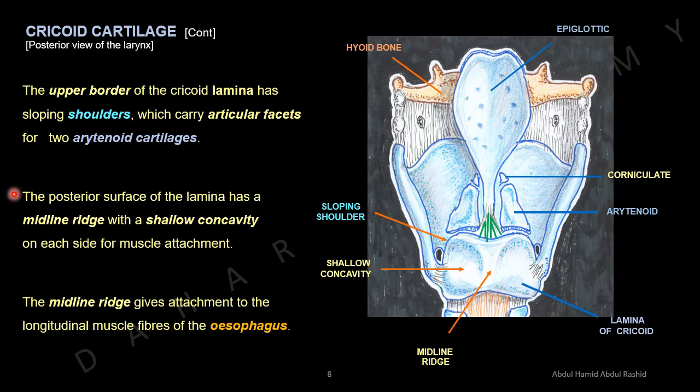The posterior surface of the lamina has a midline ridge with a shallow cavity on either side for muscular attachment. The midline ridge gives attachment to the longitudinal muscle fibers of the esophagus, which lies behind the lamina of the cricoid cartilage.